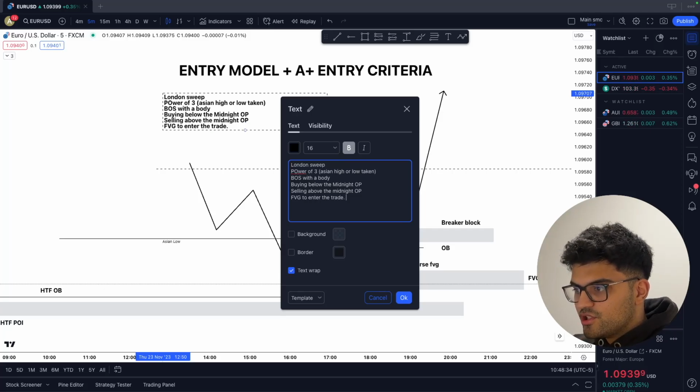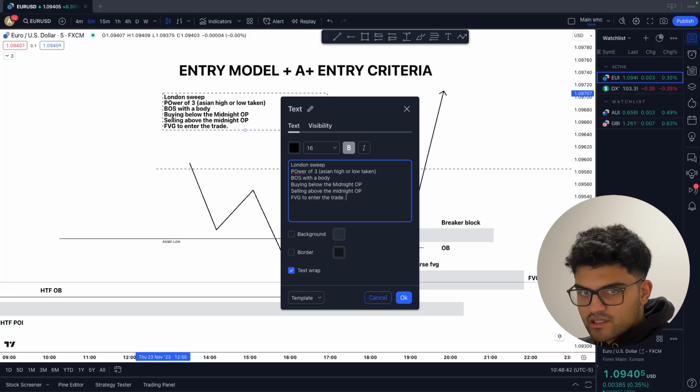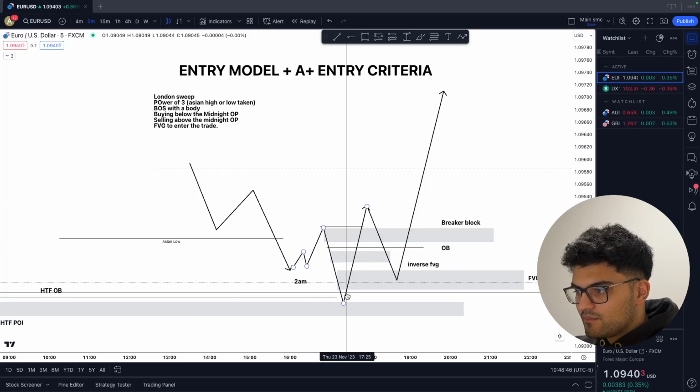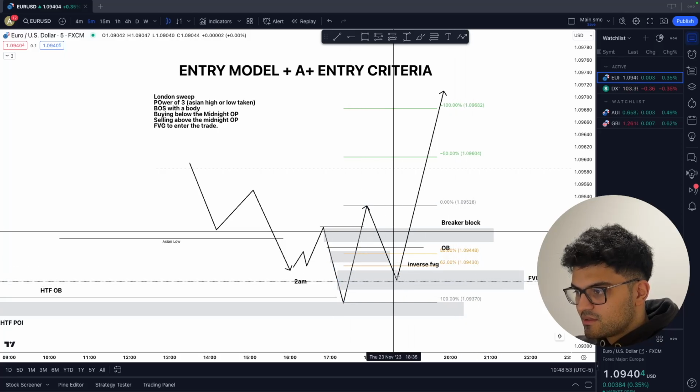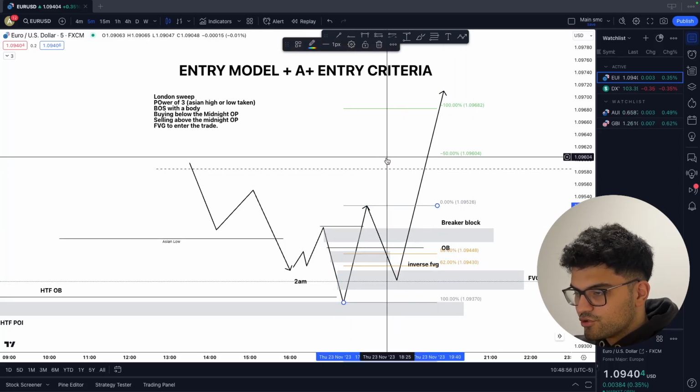If there are many FVGs, I would say go for the one in the most discount or premium. So if we're buying, go for the one at the most discounted price, and if we're selling, go for the one at the most premium price. And basically all I mean by that is, let's say there are all of these fair value gaps. If we take our fib, go for the one that's lowest. So in this case, it will be this, taps it, and then just shoots up.